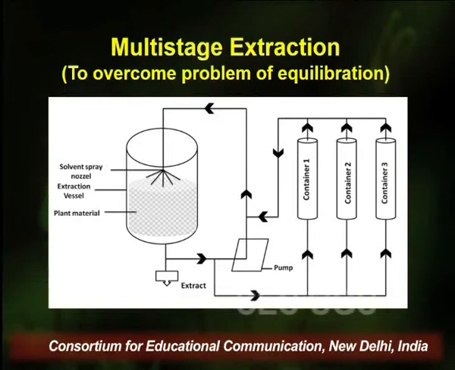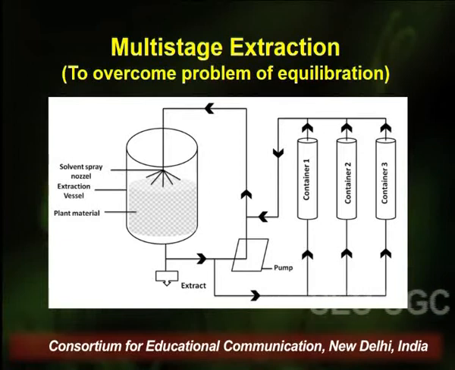Once this solvent enters container 1, the solvent from container 2 is then sprayed over the drug. Likewise, this series of washing of the drug with the solvent, or maceration of the drug with the solvent, continues, and the solvent is circulated. When the fresh solvent present in container number 3 is used for the extraction, by this time the drug has already been extracted with the solvent that was present in containers 1 and 2, and the extract obtained after treating the drug material with the solvent in container number 3 will be the least concentrated.